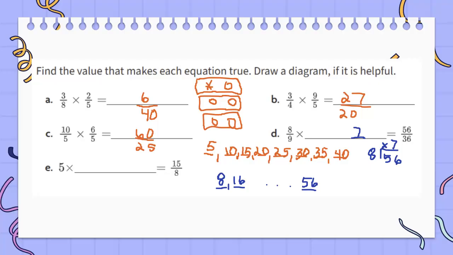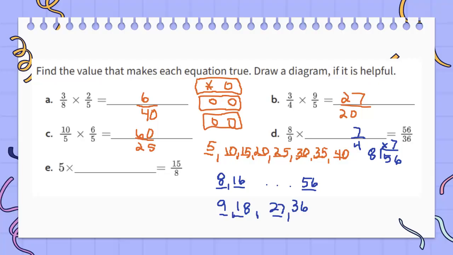9 times what will give you an answer of 36? Well, again, we would start with 9 and we would end with 36. And we would just keep on going, and keep on trying to figure out how much that would be. Well, we know that 9 times 4 equals 36.